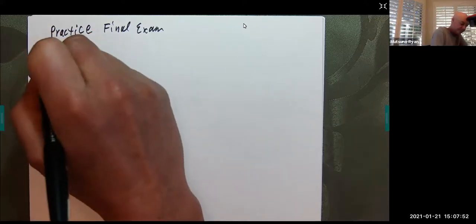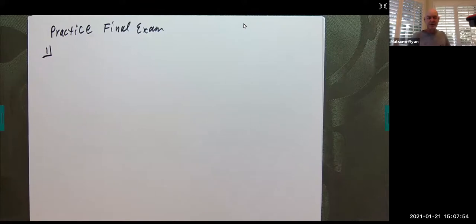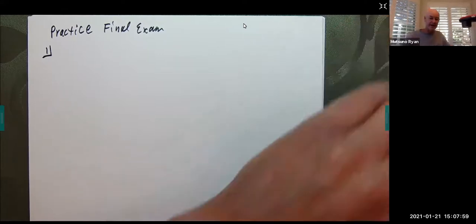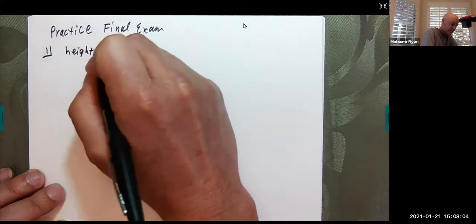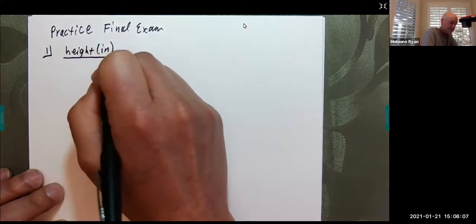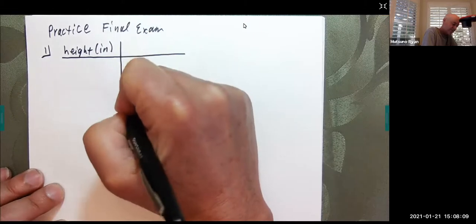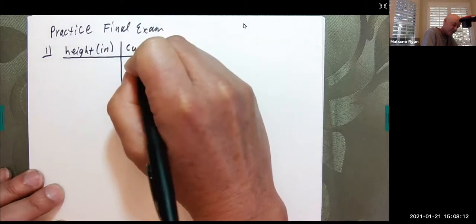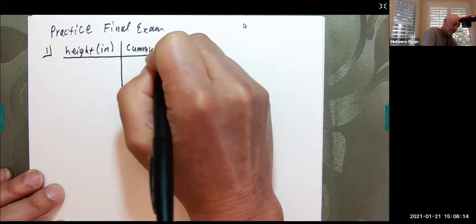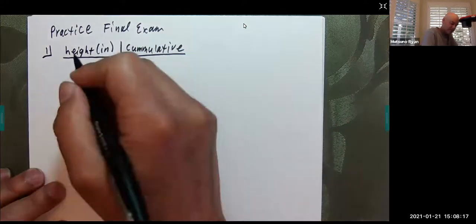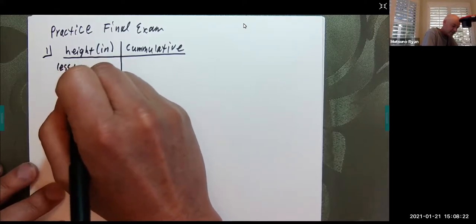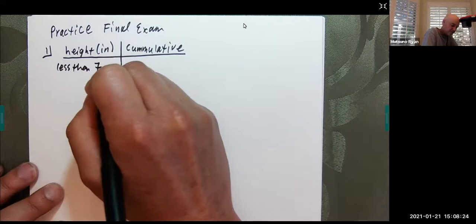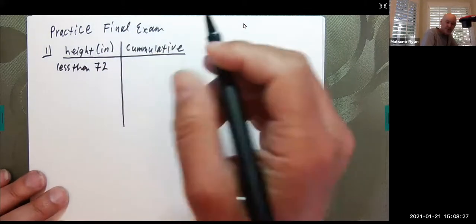So for number 1, they give us a frequency distribution and they want us to come up with a cumulative frequency distribution. Cumulative means that we're adding up a bunch. So if I take the height, again in inches, and it's cumulative, the first height is going to be, we say less than 72. And less than 72, there are only 16.